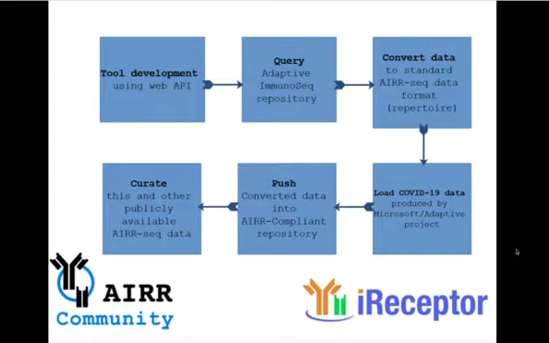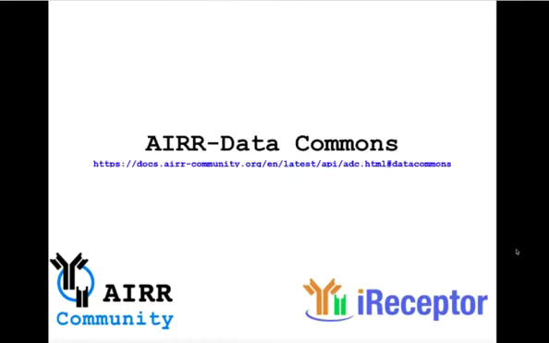Once we have a converter for the Adaptive metadata, it will be possible to load the COVID-19 data produced by the Microsoft Adaptive project into an AIRR-compliant repository, such as the AIRR-seq turnkey repository. The AIRR-seq project will be operating a COVID-19 AIRR-seq repository and will be working with Adaptive and Microsoft to curate this and other publicly available AIRR-seq data once it is made available.